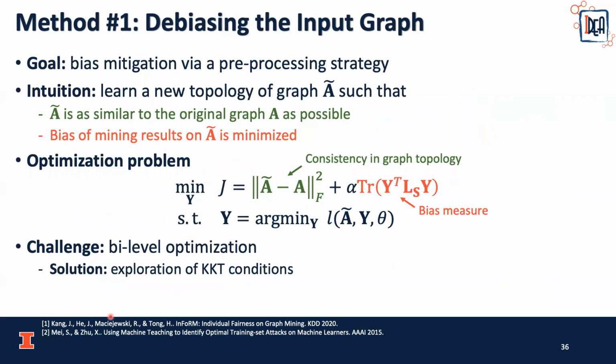The first work I'm going to introduce is debiasing the input graph, and it aims to mitigate the bias by learning a new topology A tilde that is close to the original graph topology A, with the minimum individual bias. This goal naturally leads to this bi-level optimization problem, where the green term ensures the consistency between the debiased graph topology and the original graph topology, and the orange term here is the individual bias measure we just talked about. For this bi-level optimization problem, we further explore its KKT condition to reduce it to a single-level optimization problem.